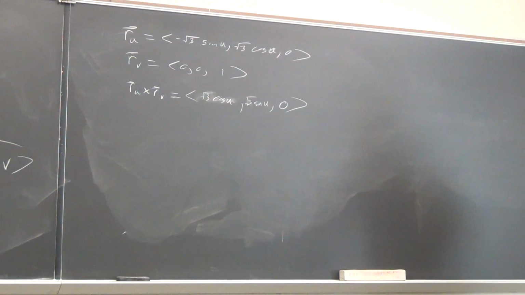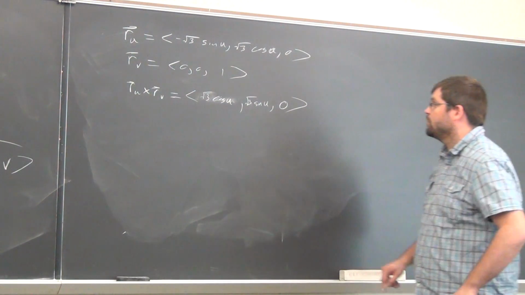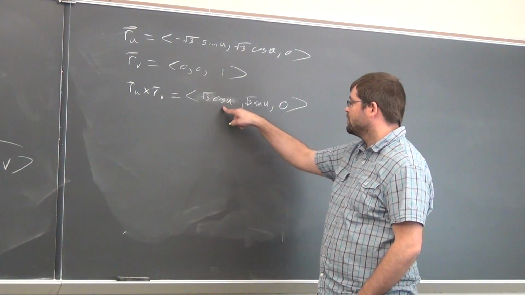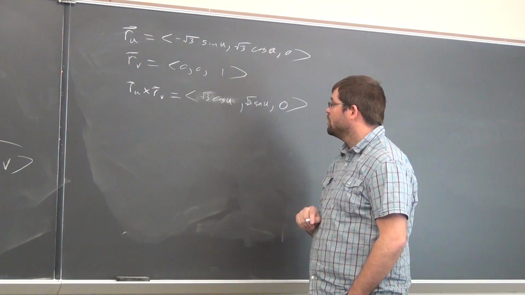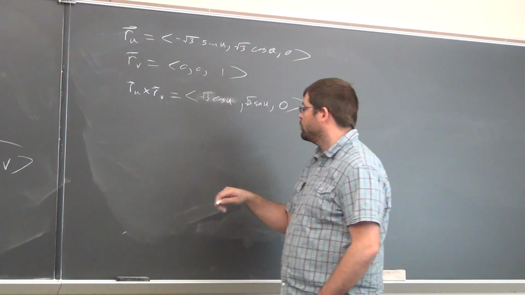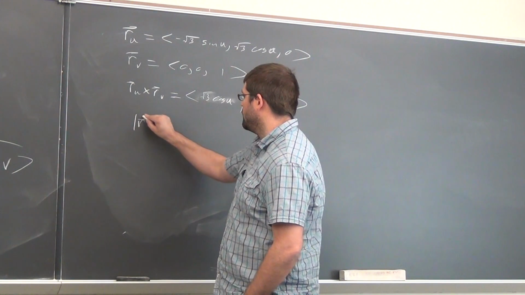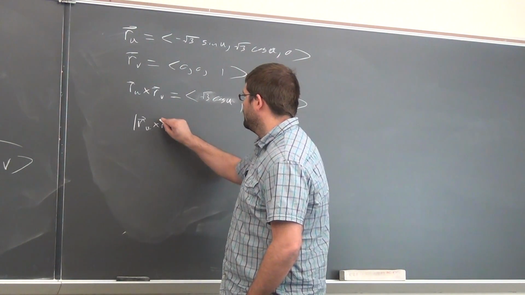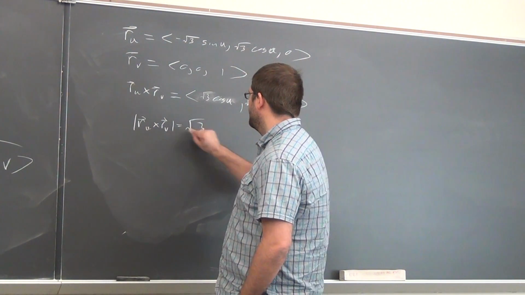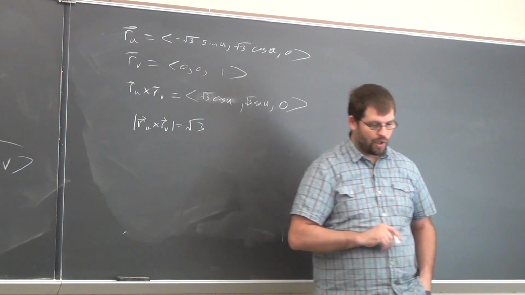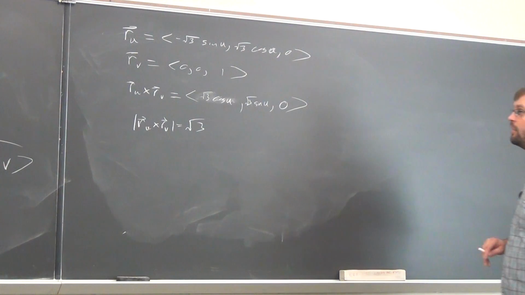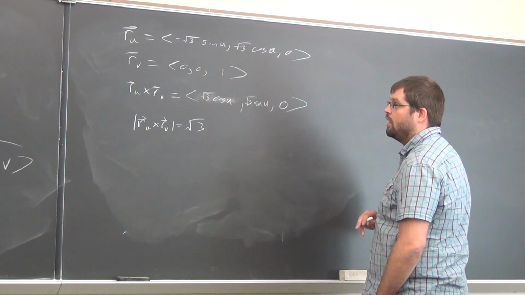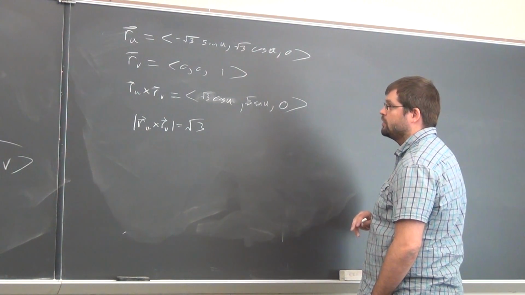Okay. All right. So then what's that magnitude? Root 3 cosine squared plus root 3 sine squared plus 0. So it's the square root of root 3. Just write that out. Square root of 3. Okay, so now just plug everything in. Well, let's just do it.